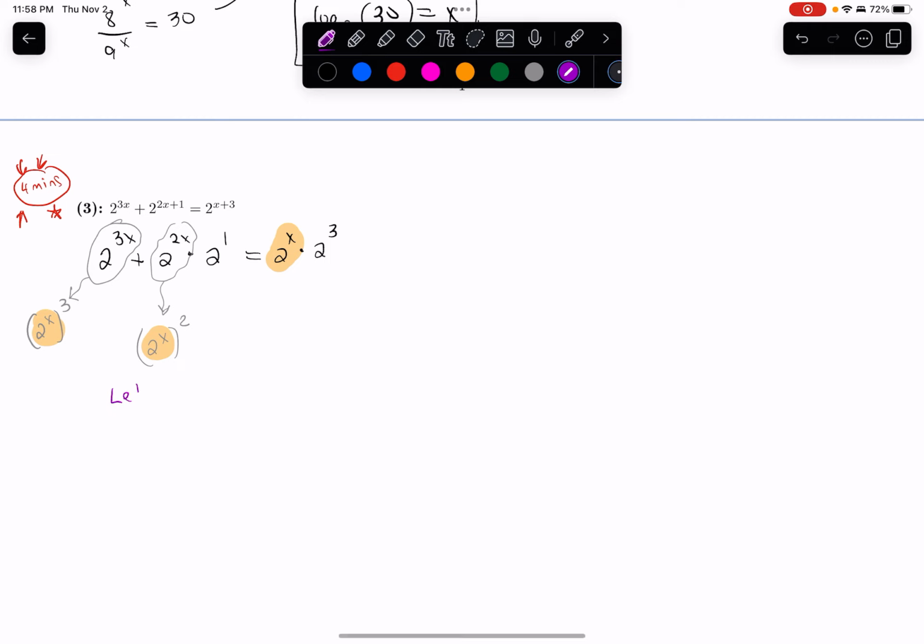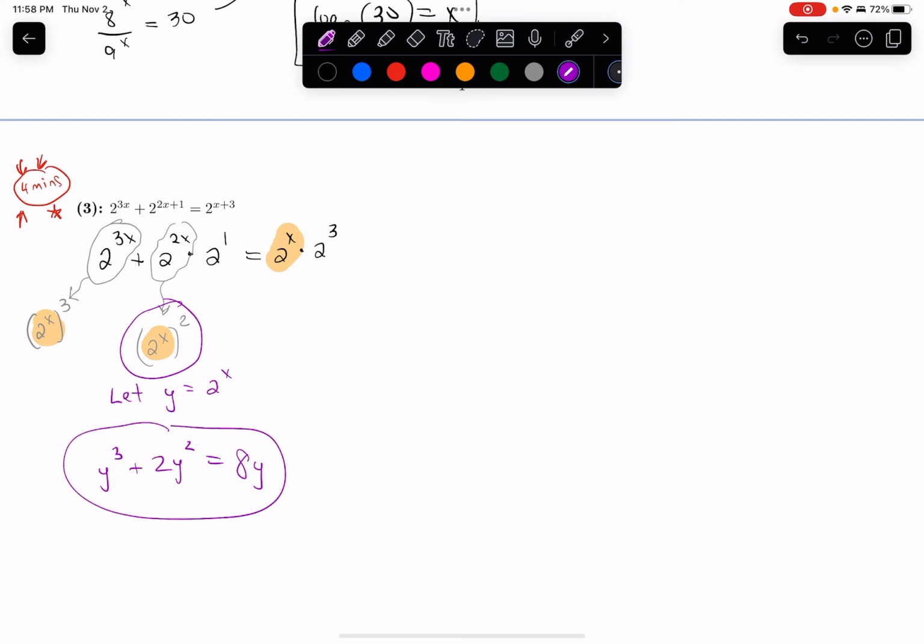So I'm going to pick a new variable, maybe I'll call it y, and let y be 2 to the x. If I plug that in, this first term becomes y cubed. This next term, well, the 2 to the 1 is just 2, and if I plug into here, that gives me y squared. Then equals 2 cubed, which is 8, and 8 is multiplying 2 to the x, which is just y. So substituting in drastically simplifies my equation. Now I have a much simpler equation to solve.